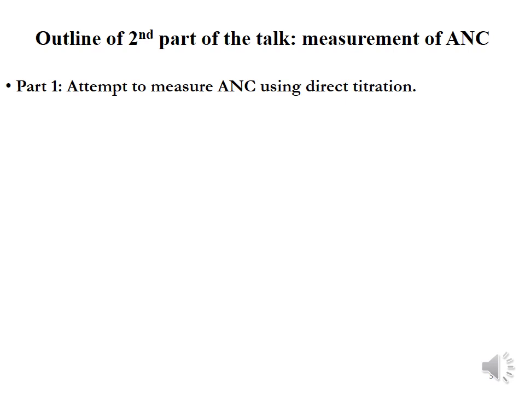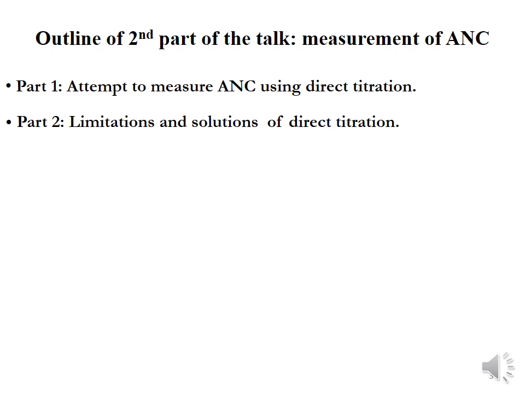The second part of this lecture will be about what the limitations are of using direct titration in order to measure the acid neutralizing capacity. And if there are limitations, what are the solutions for these limitations? The third part of the lecture will be about introducing the indirect or back titration as a way to measure the acid neutralizing capacity.